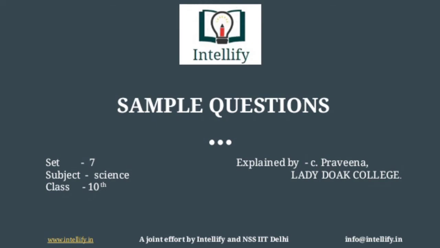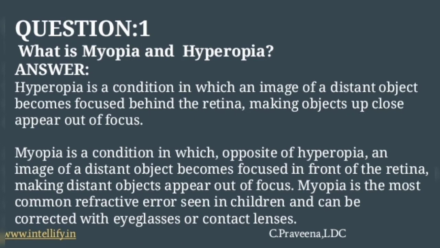Today we are going to discuss some of the sample questions for 10th CBSE. These are section 3 questions that are 2-mark questions. Okay, now we move to the question. First question is, what is myopia and hyperopia?